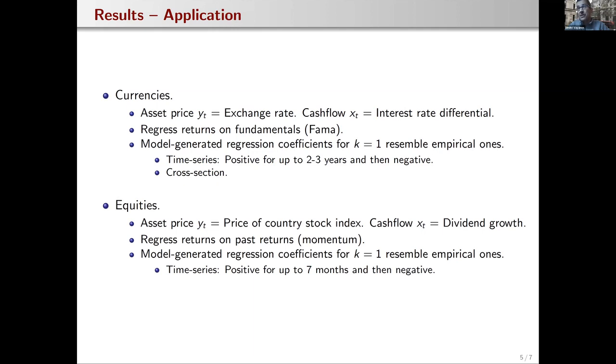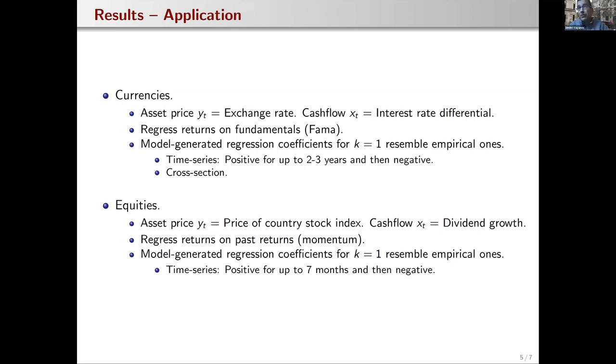And also, Puya did not have the time to talk about this as much as to emphasize it, but there is also some interesting variation in the cross-section that the model can match: the countries that have bigger coefficients in the data are also countries that do the same in the model. And then they do the same in equities, where the asset price is the price of a country stock index, and the cash flow is the dividend growth.